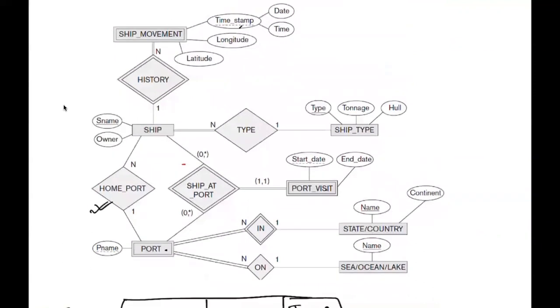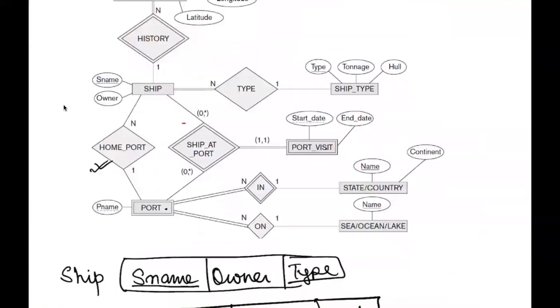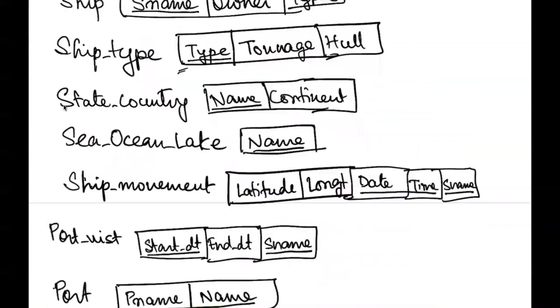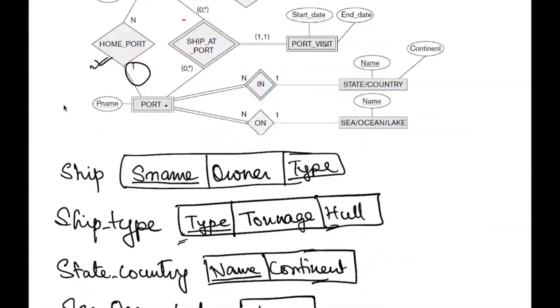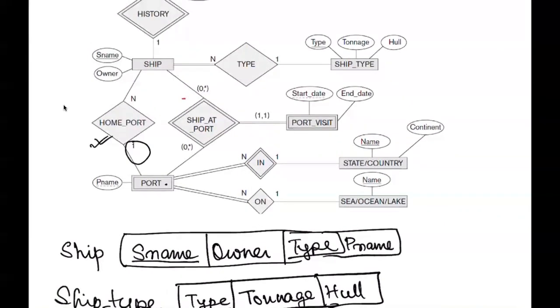Now let us look at some more. Let's look at home port. Home port also is a 1:n relation. So on the one side, that is port, we will take the primary key of port and put it in ship. So where is ship? Ship is here, and here we will put the primary key of port, which is P name. So P name here will be the foreign key in ship. So the second relation is also done.